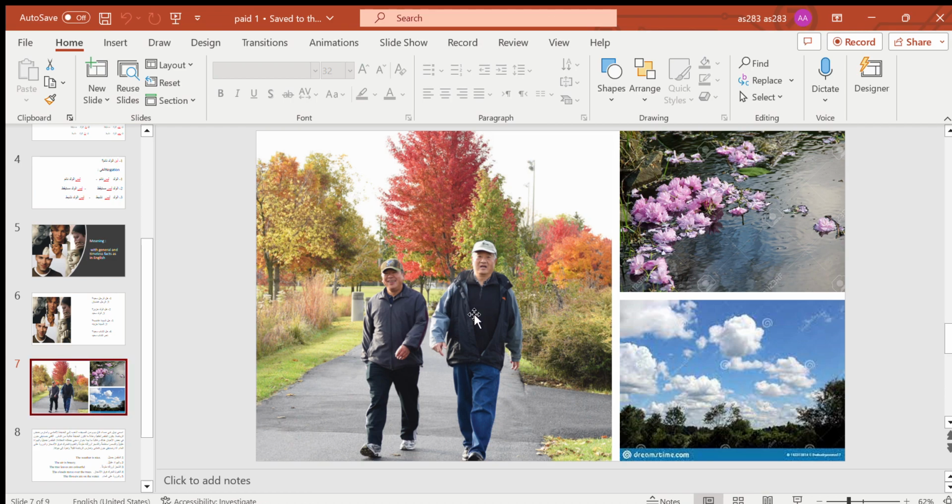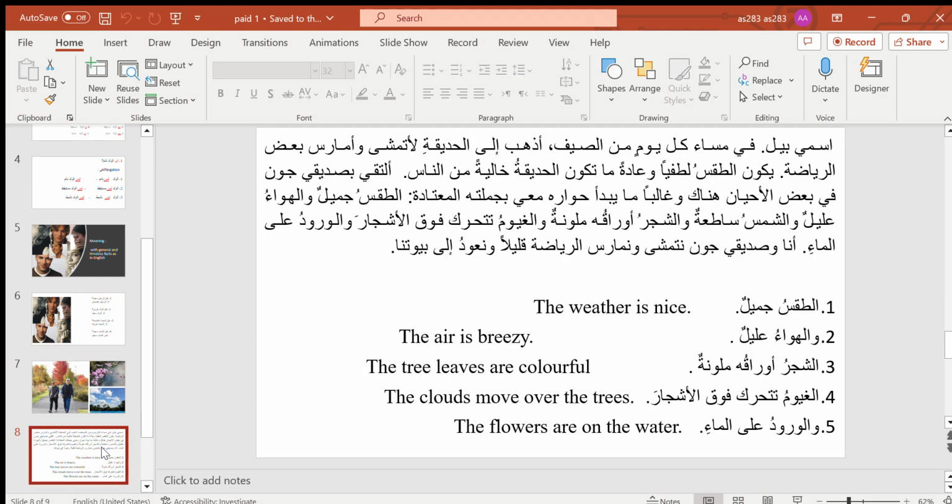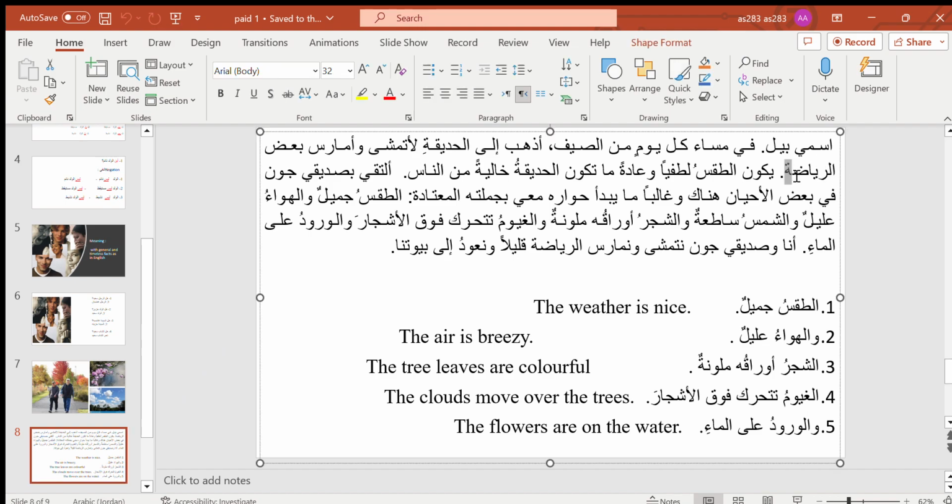Okay, what can you say about the thing or the activity they are doing? So they are doing somewhat. They are doing some exercises, or they are doing a sport, and this is the word الرياضة. الرياضة, and you can repeat after me الرياضة, which means sport. They are doing a sport, which is walking. Okay, good.